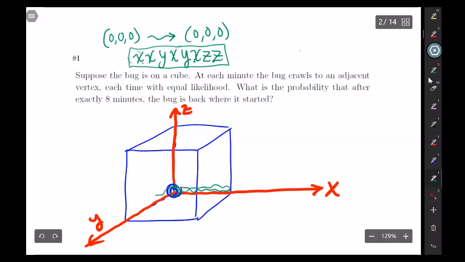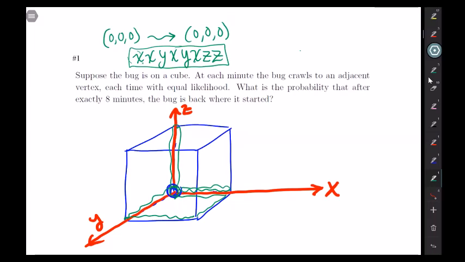The Y will take me to 0, 1, 0. Then the X will take me to 1, 1, 0. Then the Y will take me to 1, 0, 0. And then the X will take me back to 0, 0, 0. And then Z takes me to 0, 0, 1. And then the Z takes me back to 0, 0, 0. Do you guys see that?